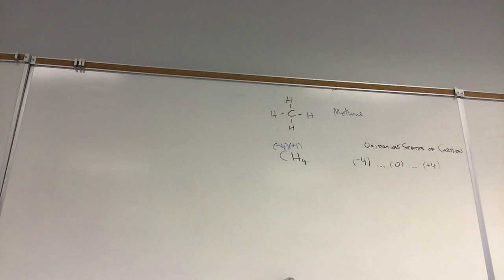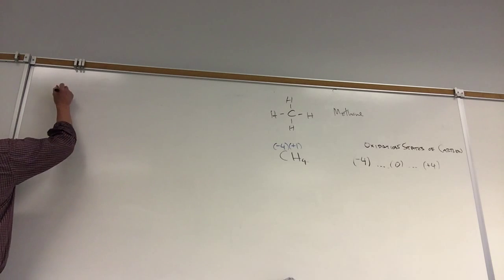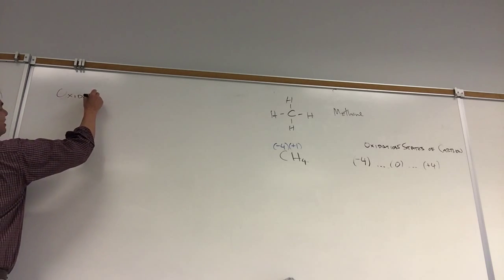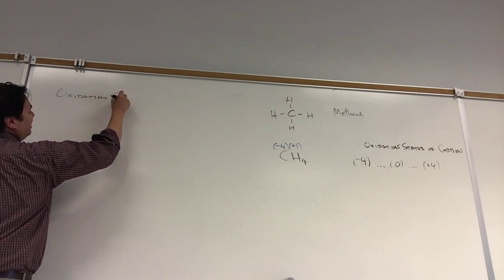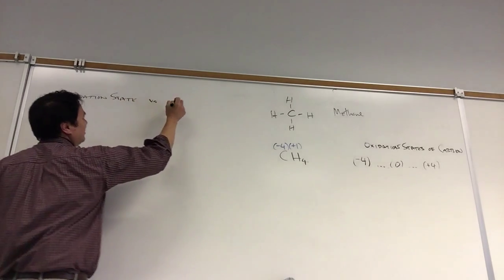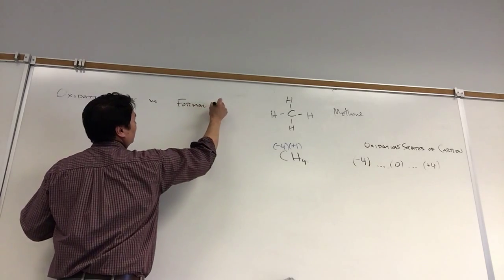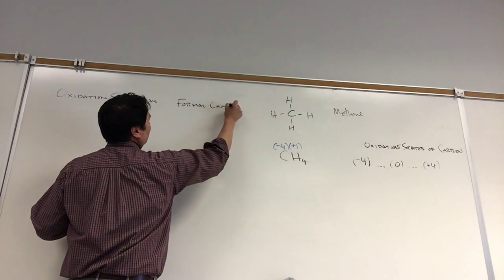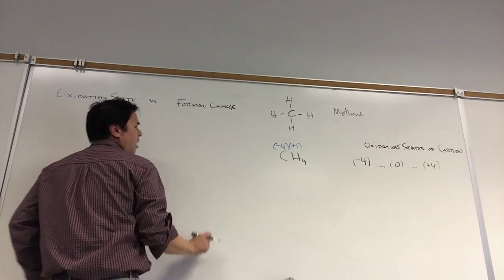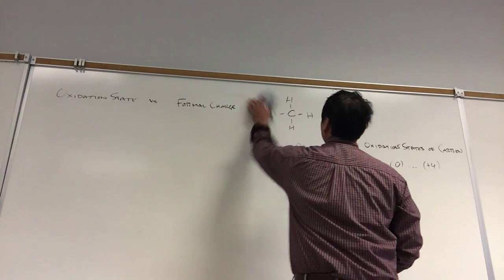But in Chem 1A, we want a little bit more. For example, we want to be able to describe to somebody what an oxidation state is, what it represents. And so let's take a look at the oxidation state versus formal charge. Versus octet.